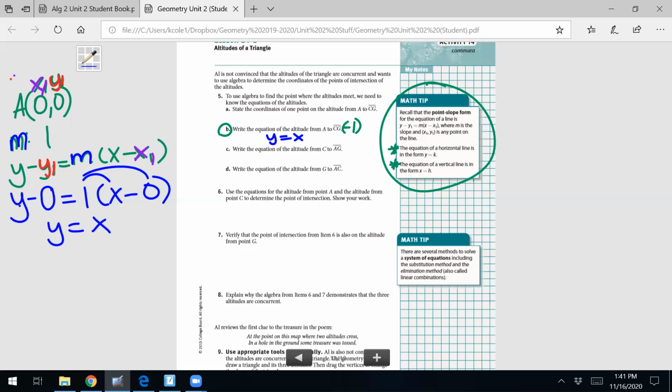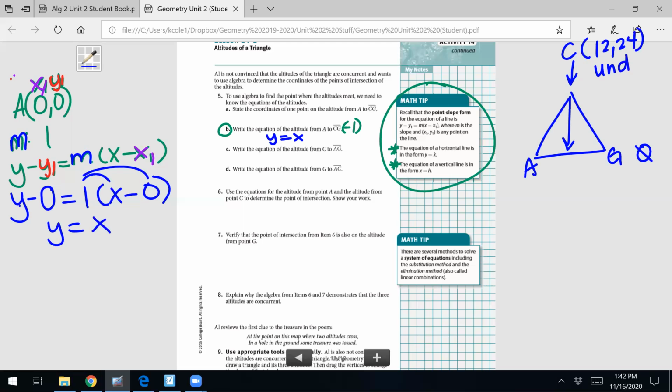Now, the next one is from C to AG. Okay? So from C to AG, this is the one we're looking at, this one. So what's C's ordered pair? (12, 24). What is the slope of AG down here? It's 0. So what's your slope going to be?